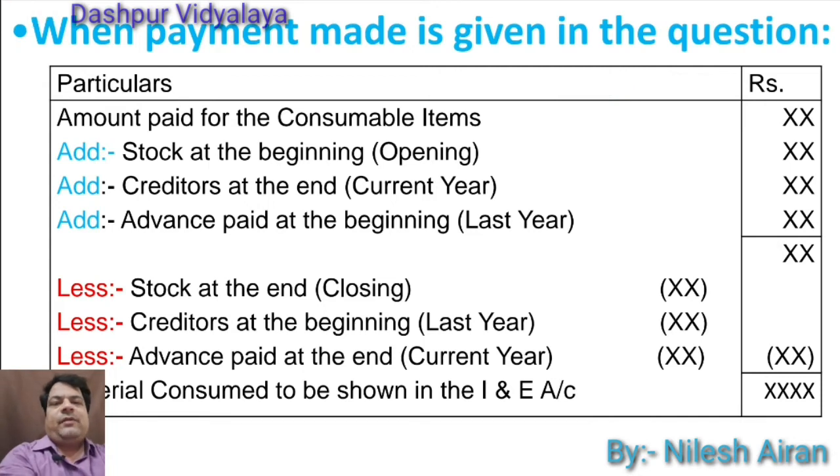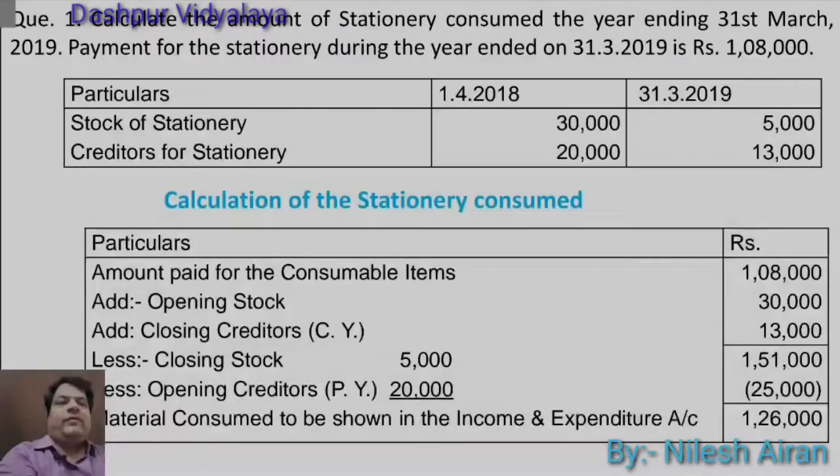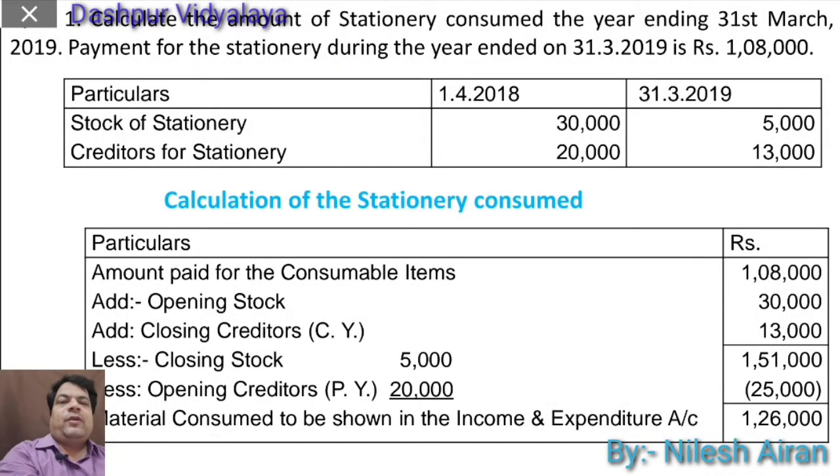Let's see some numerical question. See here we are given how much amount we have paid for the stationery. We are asked to calculate the amount of stationery consumed during the accounting year ending 31st of March 2019. We are given here that 1,08,000 rupees we have paid in cash.